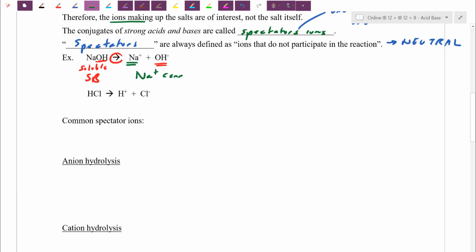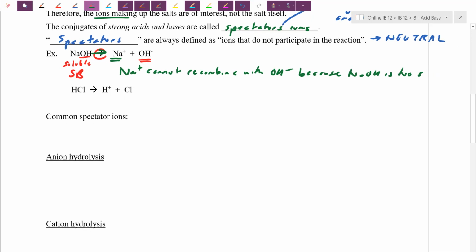Na+ cannot recombine with OH minus, right? It's on the product side here. The arrow is headed one way towards them. They can't actually go in reverse. It cannot recombine with OH minus because the NaOH is too strong. That's a one-way arrow, not an equilibrium, so definitely not a buffer system. So therefore, we can refer to Na+, this conjugate here, as a spectator.